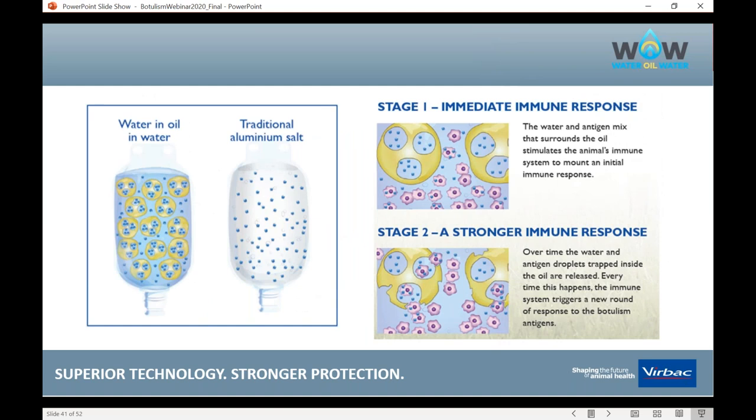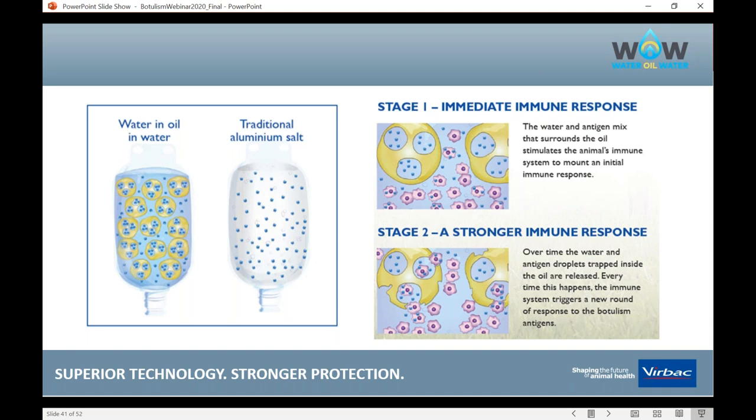So how can the adjuvants in human flu vaccines or in animal botulism vaccines, how can this difference occur? What occurs is if you look at a traditional vaccine, which is on the right, the little vaccine bottle there, you just have the antigens floating in a watery type solution. And when that's injected under the skin, the body grabs those little antigens, responds to it as well as it can, and it certainly does boost the antibody levels.